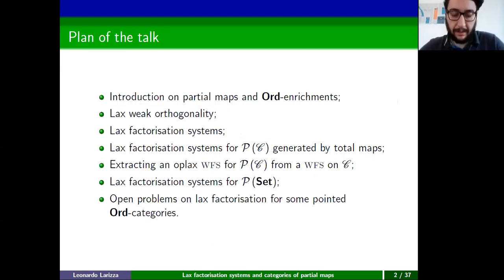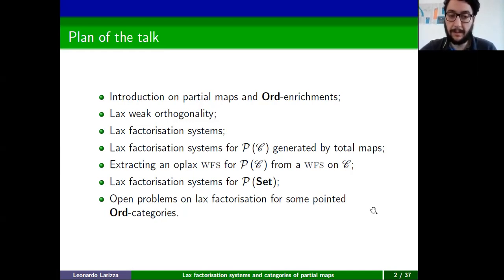So I'll briefly explain what I'm going to talk about. First, I will recall some notions about partial maps and their order enrichments. Then I will define a new notion of orthogonality, in particular lax-weak orthogonality, which will be the base concept on which this theory is built. Then I will proceed to describe these lax factorization systems that we introduced, along with their properties.